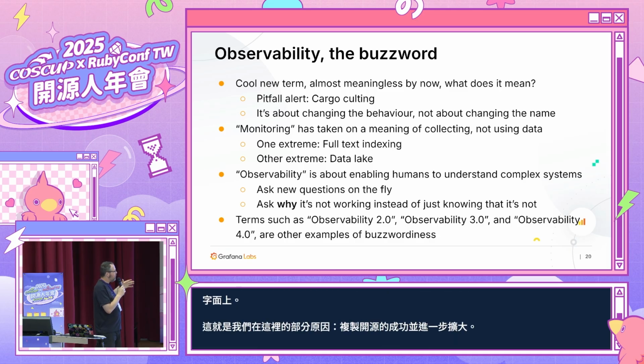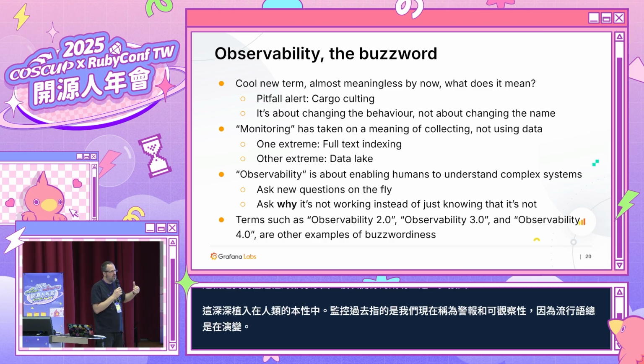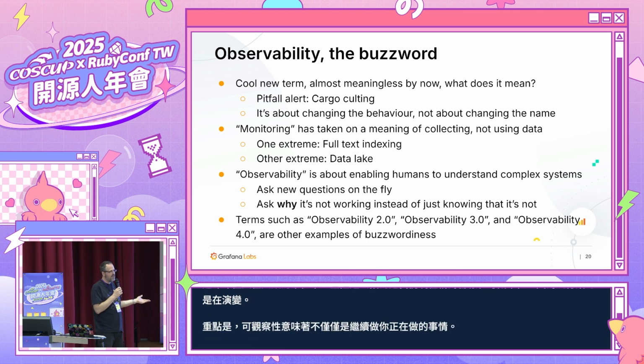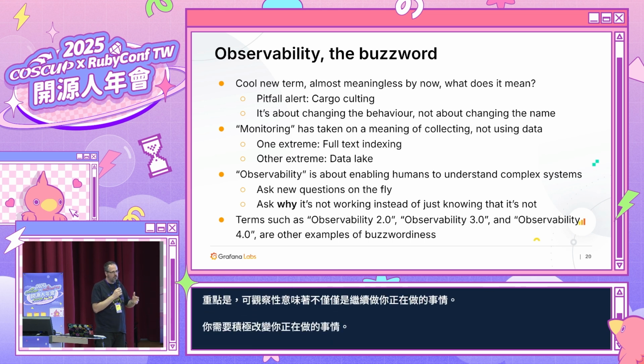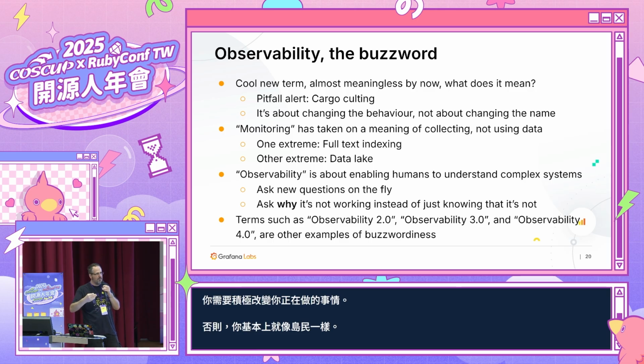So monitoring used to basically mean what we call alerting, and observability these days, like buzzwords always are replaced. But the point is, observability means don't just keep doing what you do, you need to actually change what you're doing, because otherwise you're basically like the islanders. You just observe success and you want to replicate it, but you also need to understand why it is successful to be able to replicate the success.